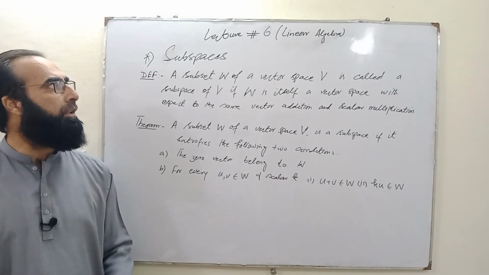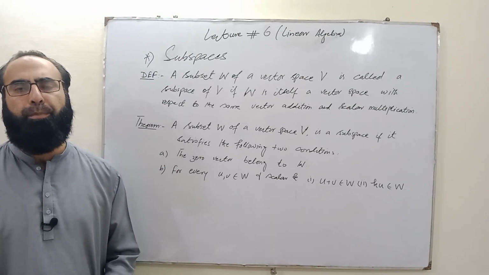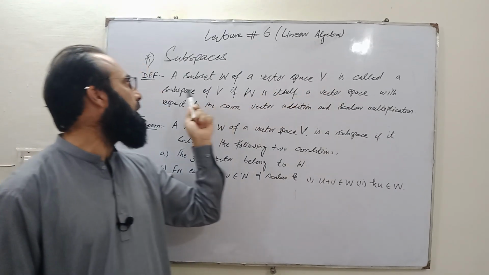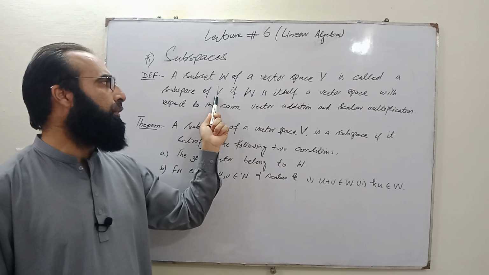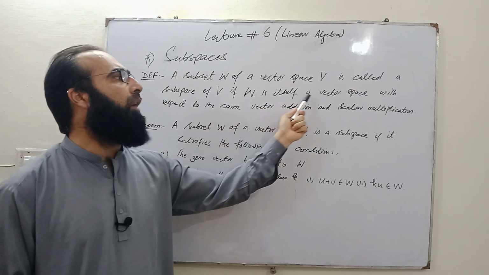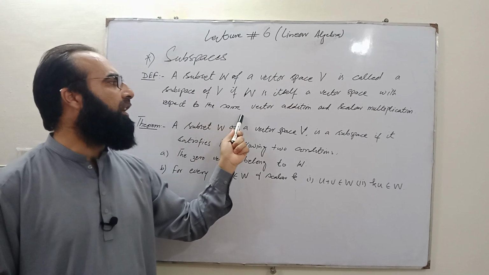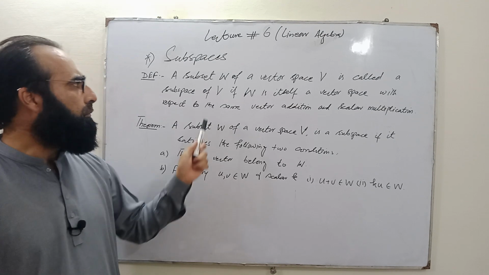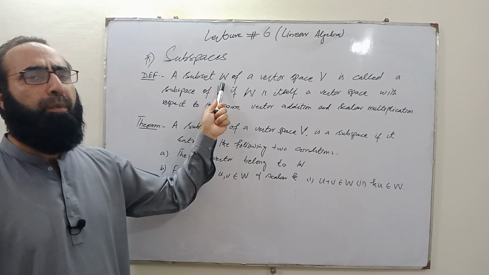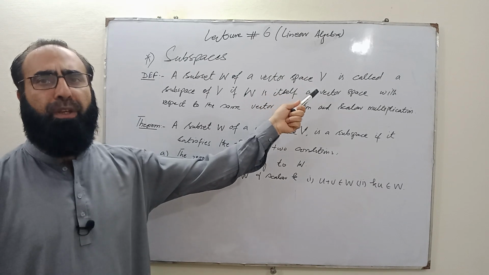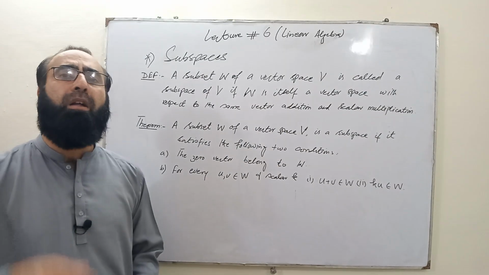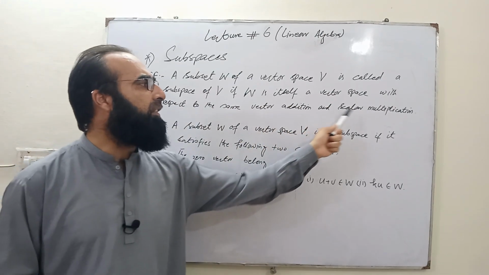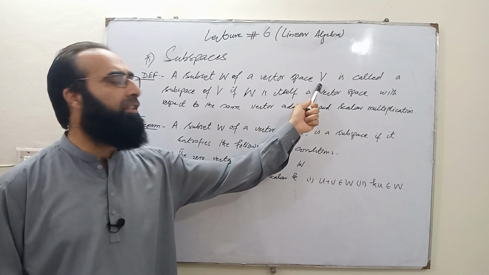In this lecture of linear algebra, we will discuss subspaces. A subset W of a vector space V is called a subspace of vector space V if W is itself a vector space with respect to the same vector addition and scalar multiplication. Means a subset W will be a subspace of a vector space V if it satisfies all the 8 properties of a vector space with the vector addition and scalar multiplication which is used in this vector space.